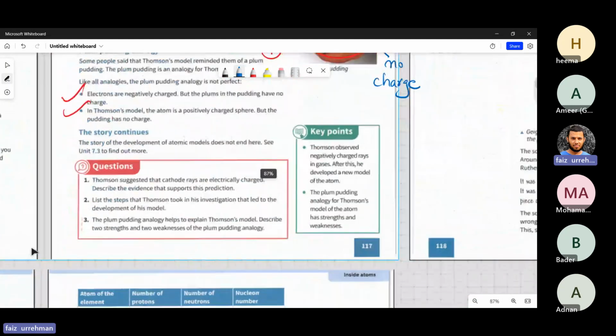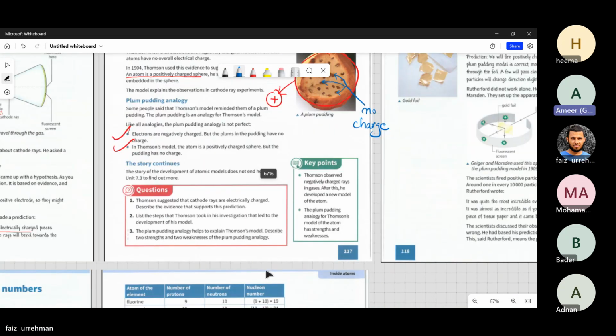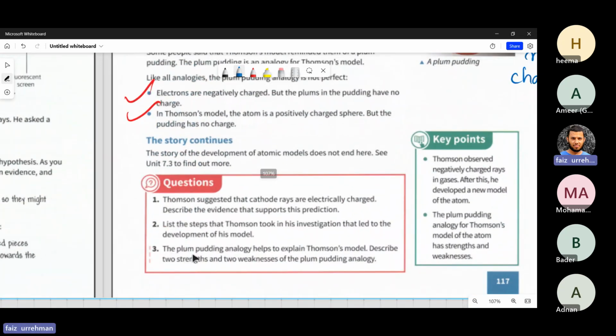So what are the questions here? Thomson suggested that cathode rays are electrically charged. Describe the evidence that supports this prediction, because they were moving towards the positive anode. Yes. Okay, so if something is moving towards positive, we can say that that thing itself is negative. That's why it's moving towards the positive thing. That's the first answer.